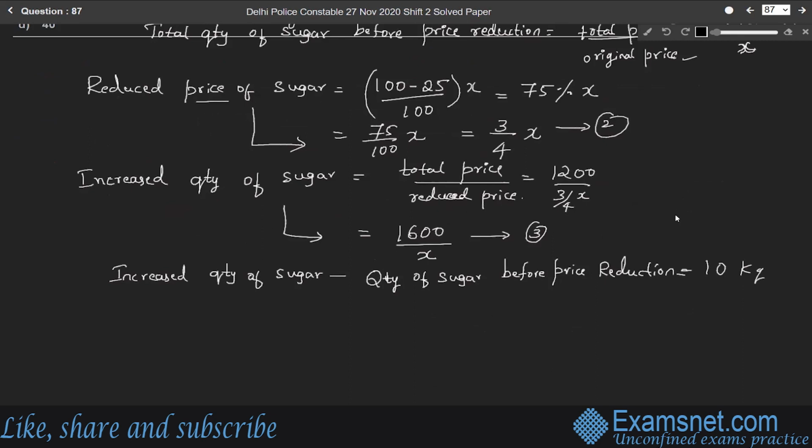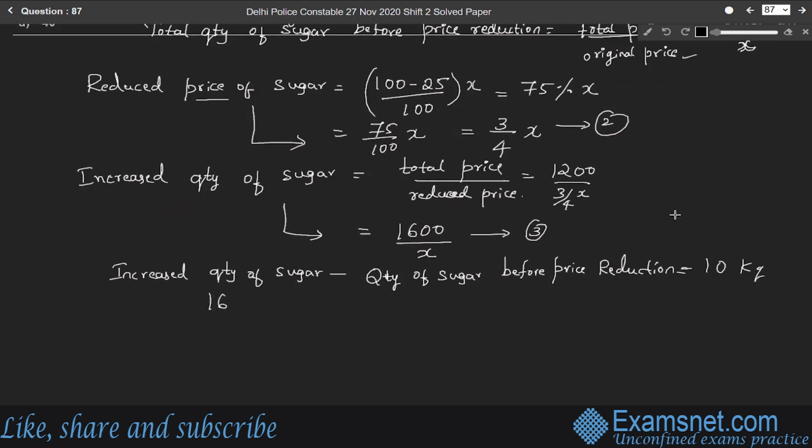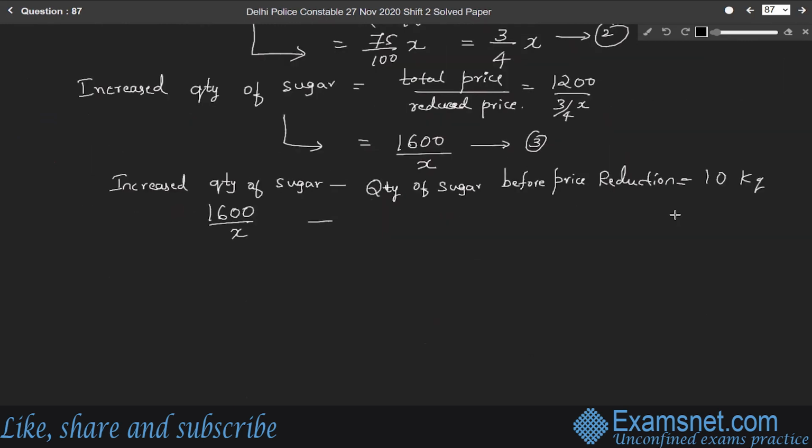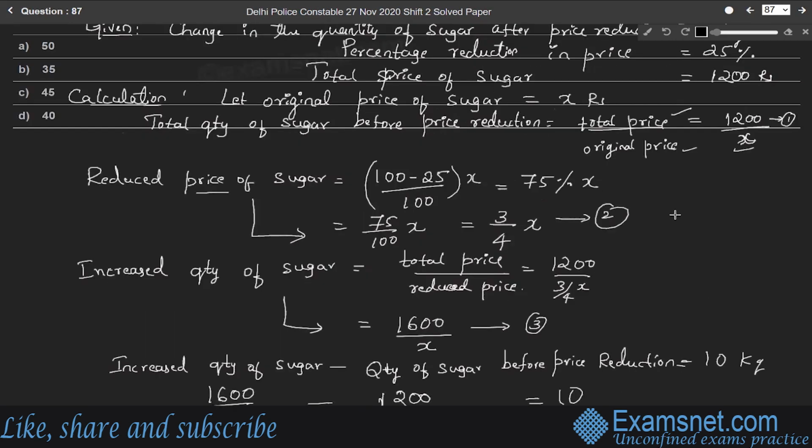So substitute the values. The increased quantity of sugar, which we have calculated, is 1600 by x, whereas the original quantity of sugar is 1200 by x, equal to 10, which gives 400 is equal to 10x. Therefore, x is equal to 40. So what is x here? According to our assumption, let the original price of sugar be x rupees. Therefore, x is 40 rupees. Hence, option D is the right answer.